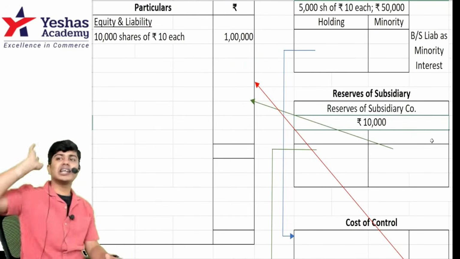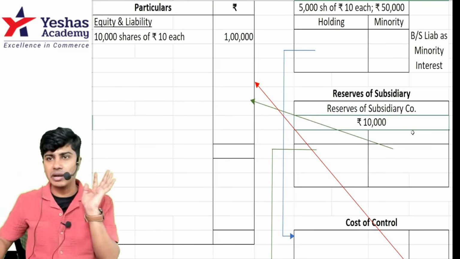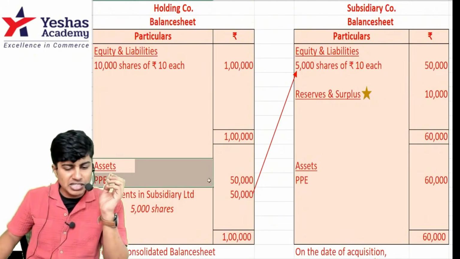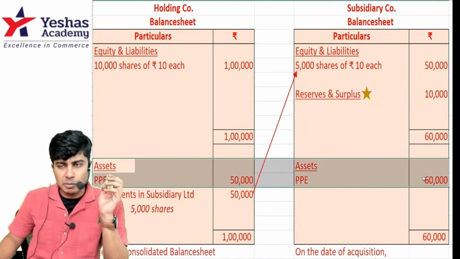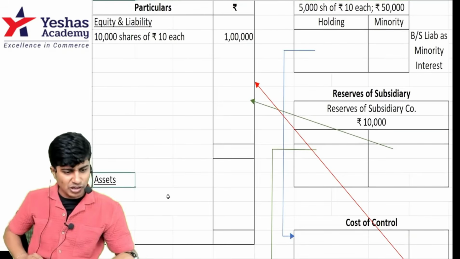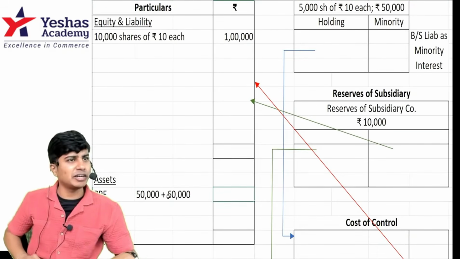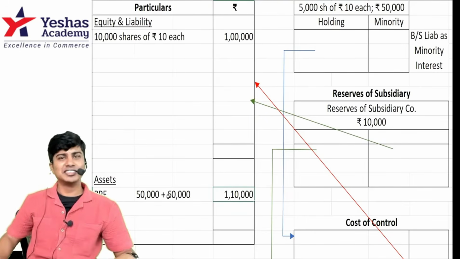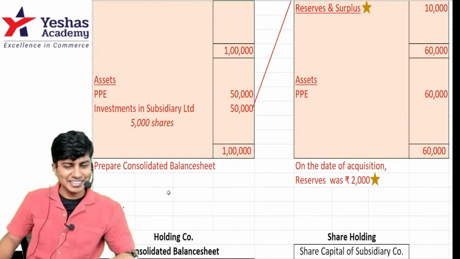I will split it later when I come to adjustment. Till then I'll keep it like this. Is that okay? I'm back. PPE. How much is our PPE? How much is their PPE? 50 plus 60. Easy. So far your favorite item in the consolidated balance sheet is 50 plus 60, 1 lakh 10. Very soon that will also change.